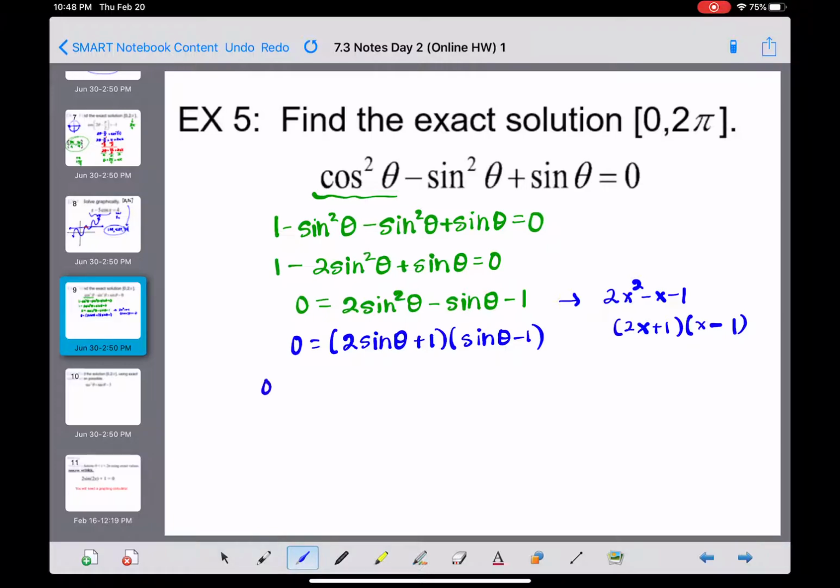Our first step is we're trying to isolate the trig function. So I'm going to set each of those equal to 0.